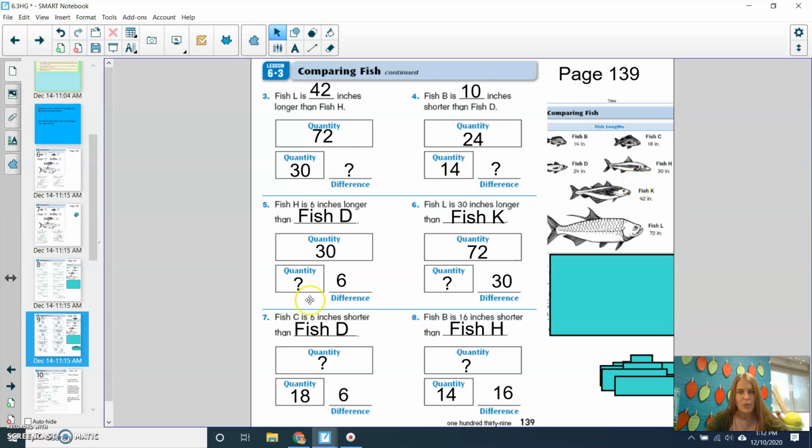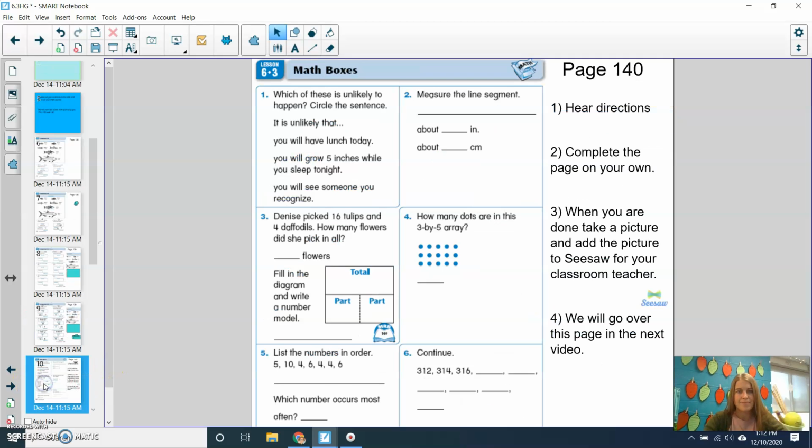We will continue working on quantity difference diagrams in future lessons, but please double check to make sure that you have this page correct before looking at math boxes. In math boxes today, I'll talk about the directions to page 140, then I'll ask that you complete this page on your own. When you're all done, take a picture and add that picture to Seesaw. We will go over this page in our next video.